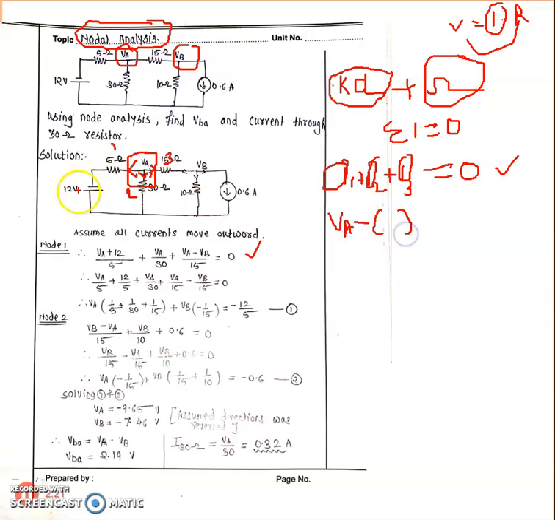If it is a source, write the source. If it is not a source, write it as the voltage divided by the R value. So this is the formula. Then you will substitute the values.